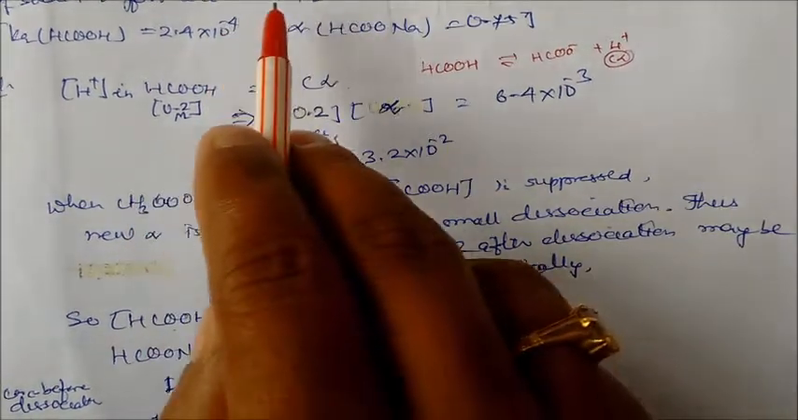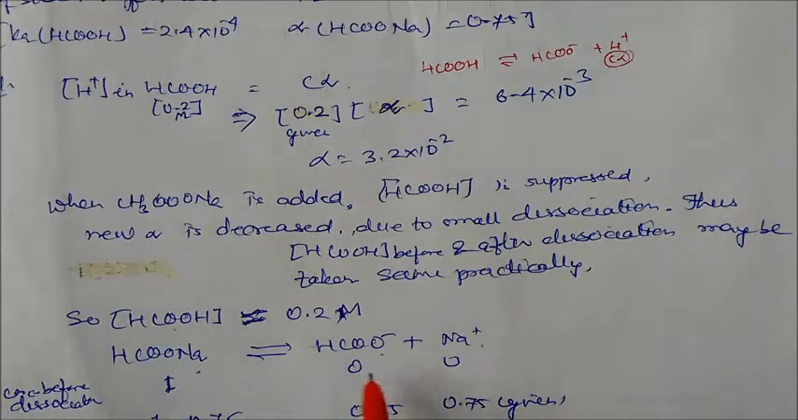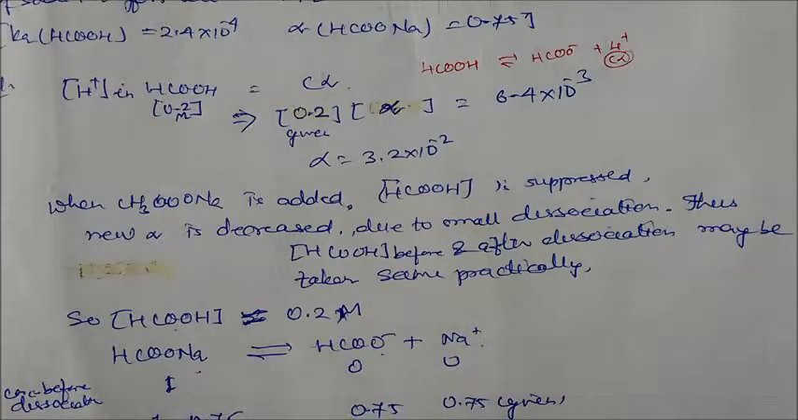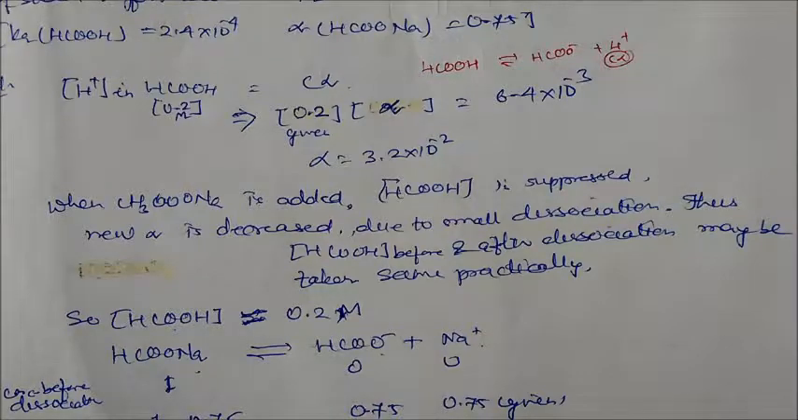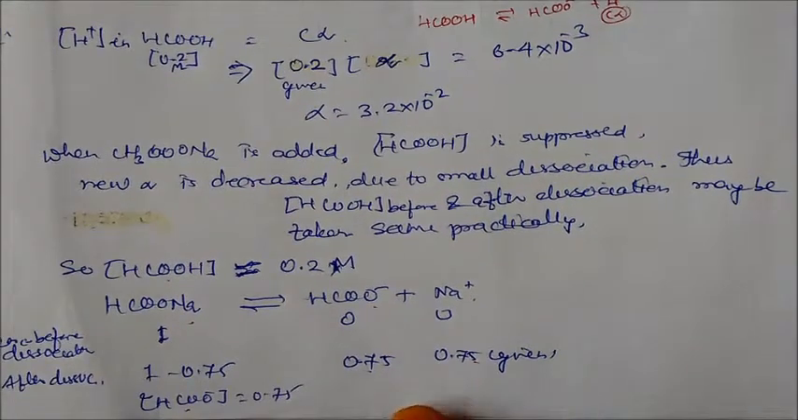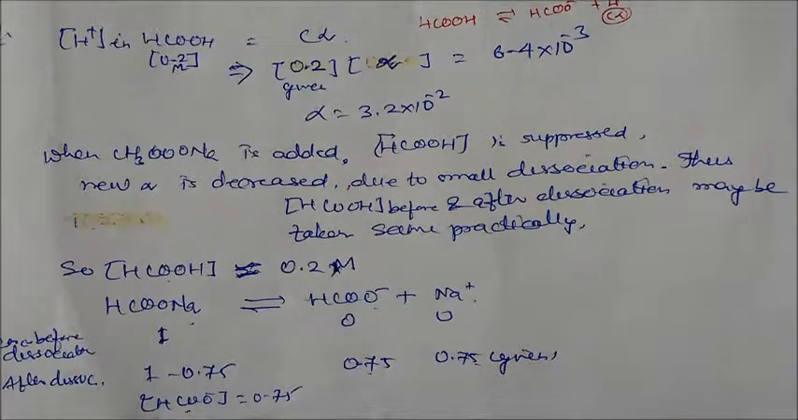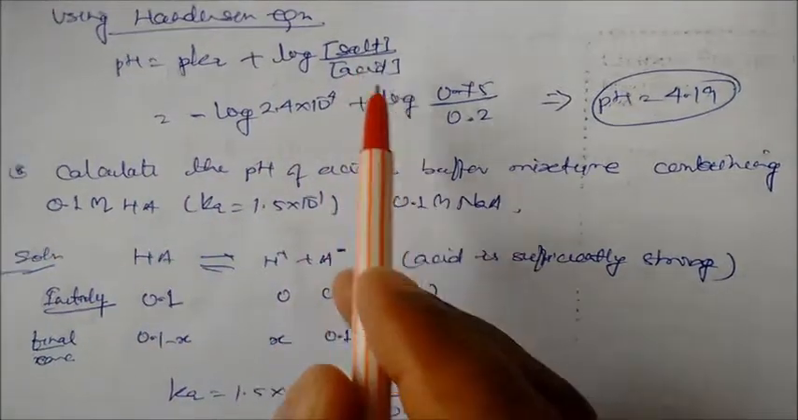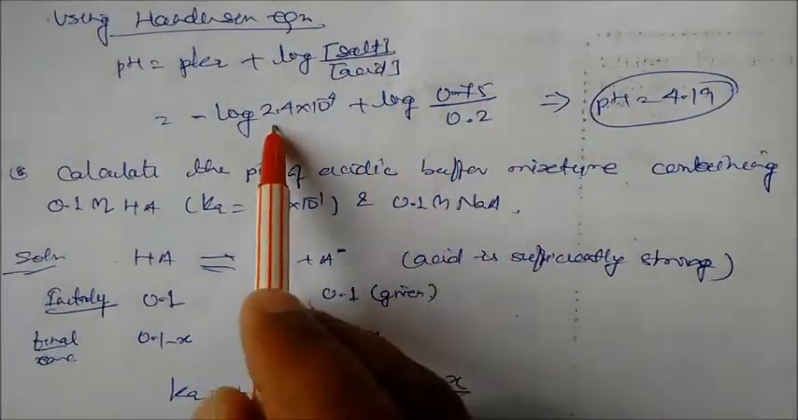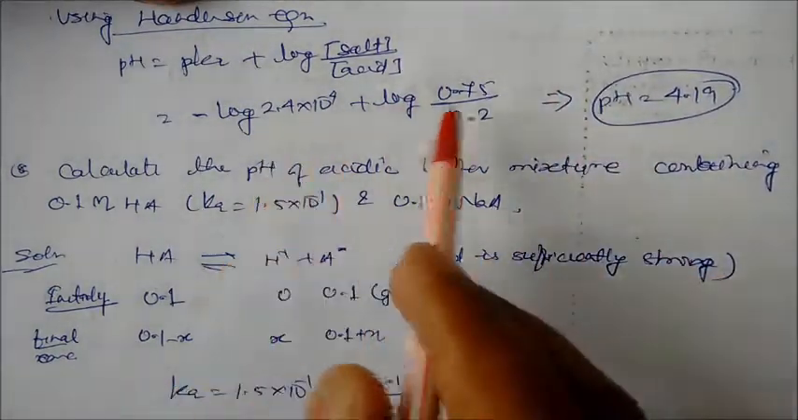Now the concentration of sodium formate is 1 molarity initially, and it will dissociate into HCOO minus and Na plus. After dissociation, it is 1 minus alpha, with alpha given here. So you will get the concentration of formate as 0.75. So we got the salt and we got the formic acid. Now using the Henderson equation, the salt is 0.75, acid is 0.2, and Ka is given. On solving, you will get the pH equal to 4.19. This is the pH of the solution on addition of the formate ion.